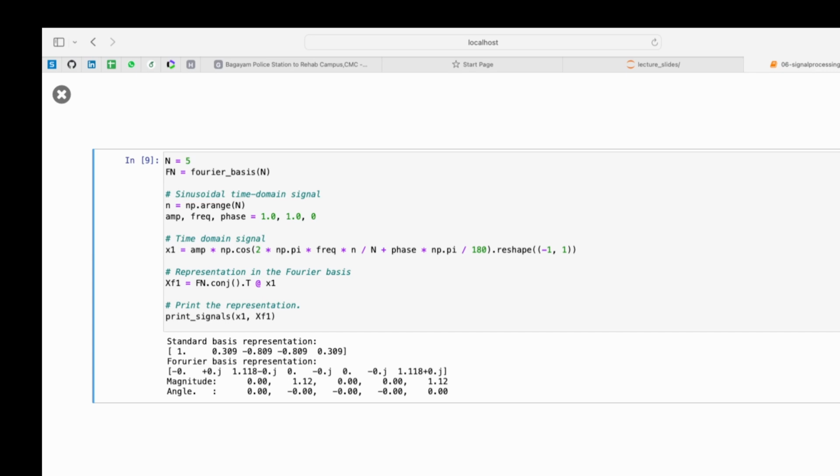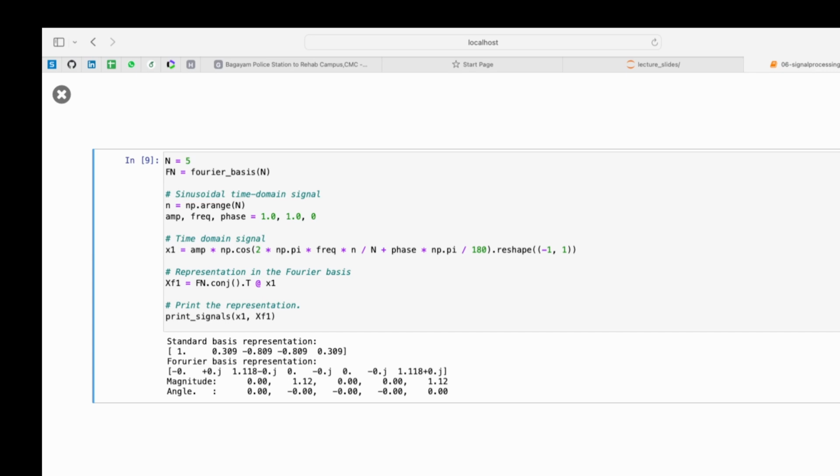Let's say we define a time domain signal, a sinusoidal signal, with amplitude 1. Amp, freq and phase are the amplitude, frequency and phase of the sinusoidal signal. Amplitude is 1, frequency is 1 and phase is set to 0. I generate the time domain signal, and this is x. That capital Fn is my Fn matrix.